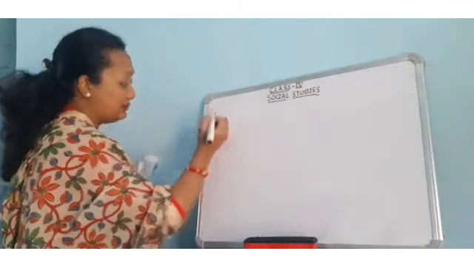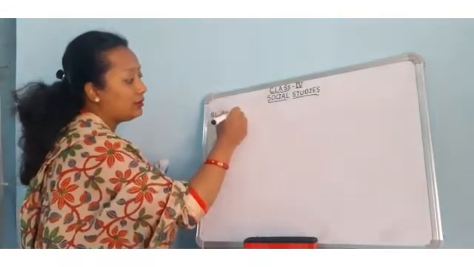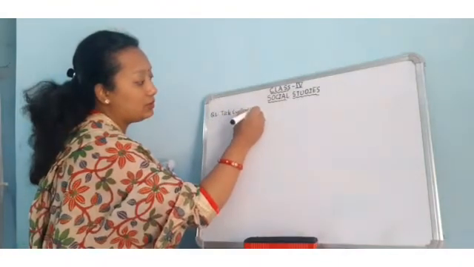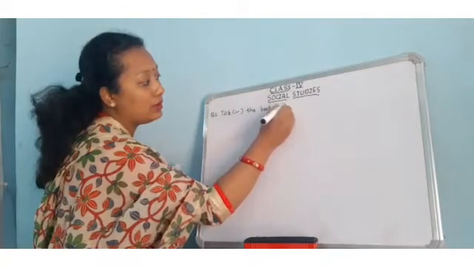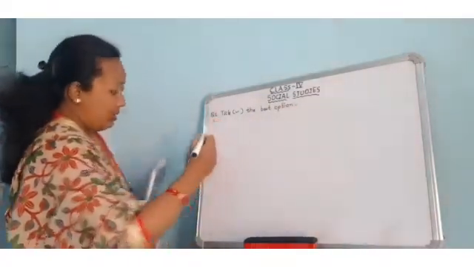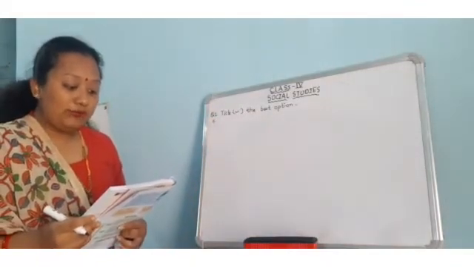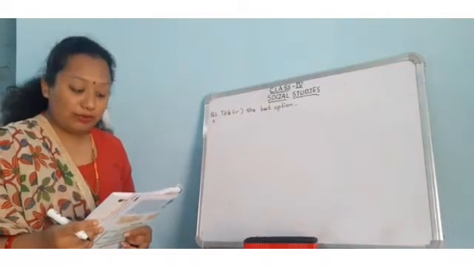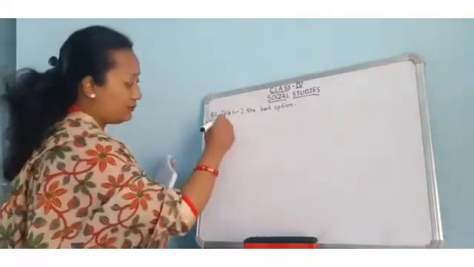Question number 1. Take the best option. I'm writing only answers here. Number A. The period of history begins after medieval period, rule of dynasties, prehistory or coming of the East India Company. So the answer is prehistory.